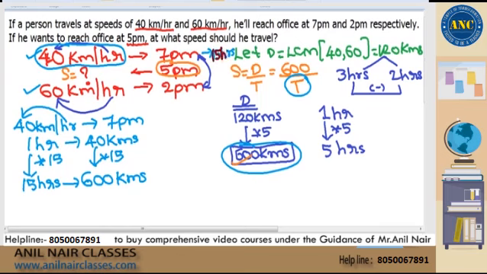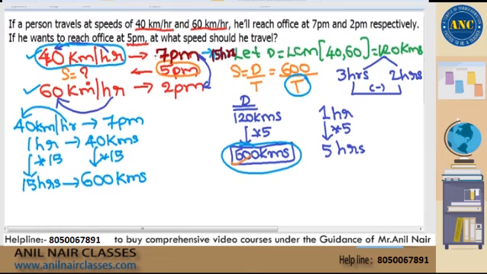If I travel at 40 kilometers per hour speed and take 15 hours, when I see the time at the destination after the 15 hours journey, the time will be 7 o'clock in my watch, right? The time will be 7 o'clock in my watch.